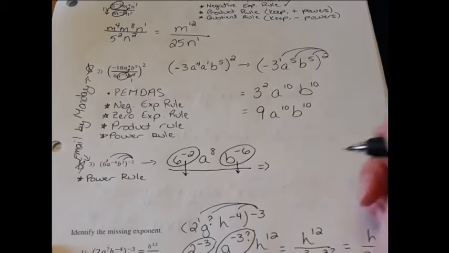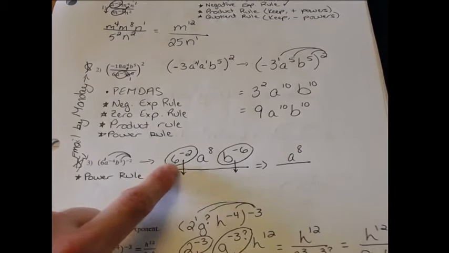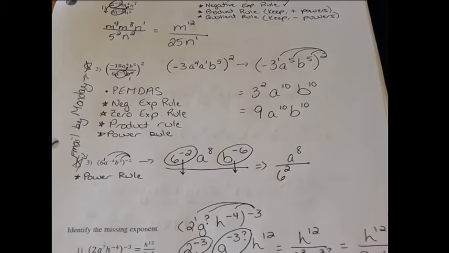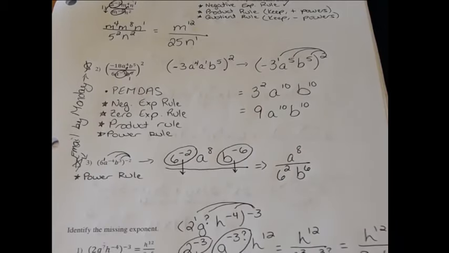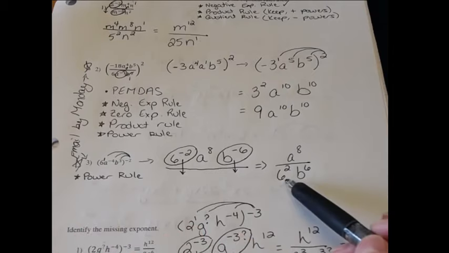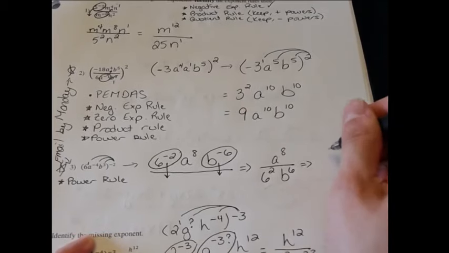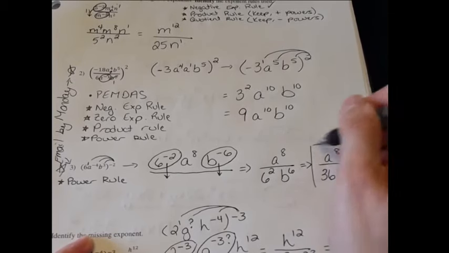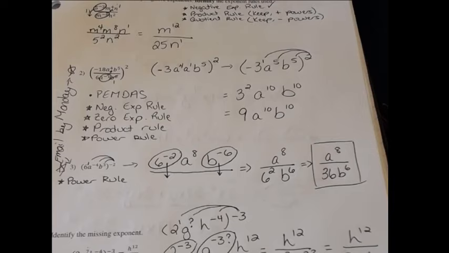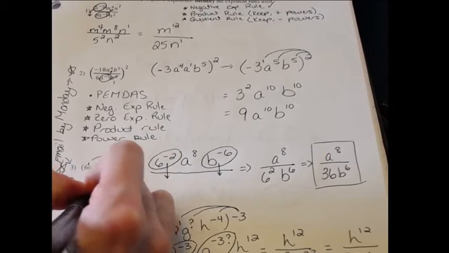And then when I rewrite this, a to the 8th is the only base left in the numerator. 6 to the negative 2nd moves down as 6 to the positive 2. And b to the negative 6 moves down as b to the positive 6. Hopefully that helps now. And we're almost done though. We notice a to the 8th, cool. 6 to the 2nd, well, that's 36. And then b to the 6th, cool. So our final answer is going to be a to the 8th over 36 b to the 6th. Okay, so first we use the power rule, then we use the negative exponent rule.